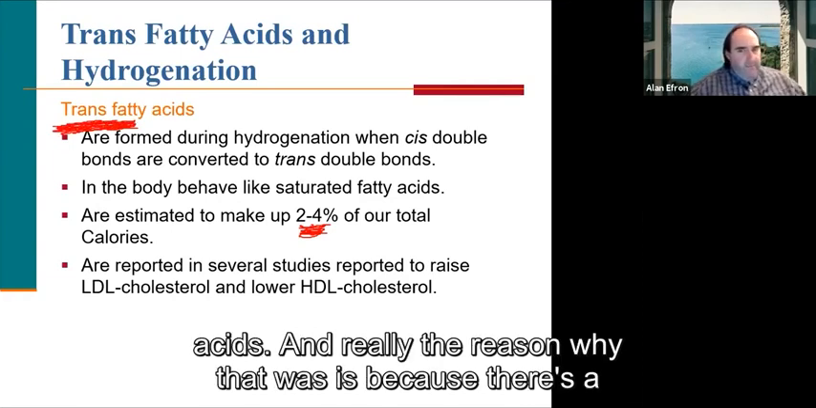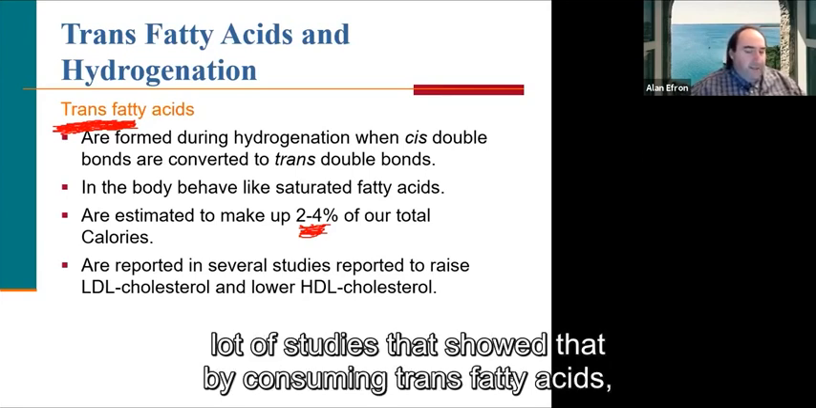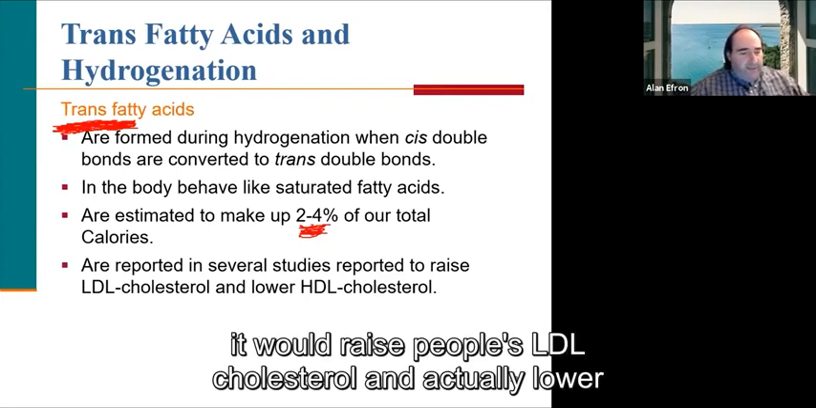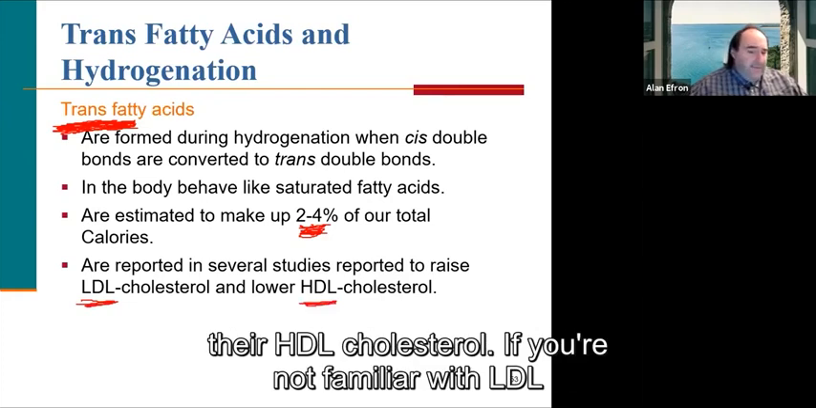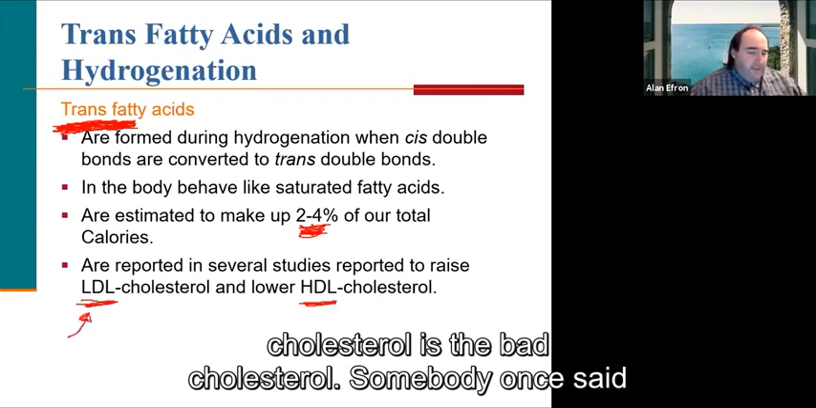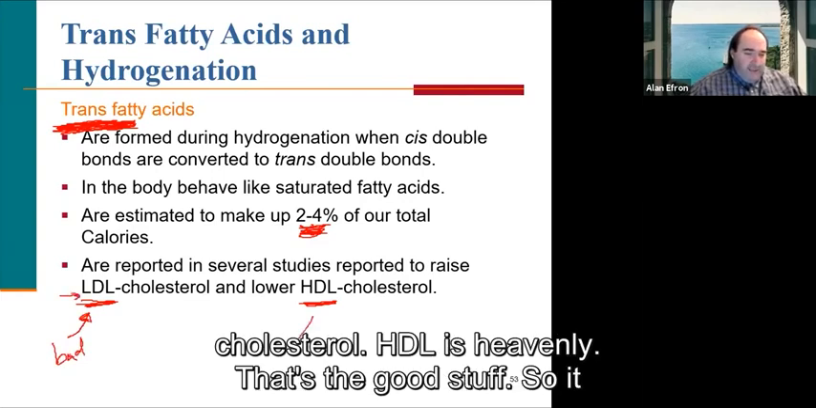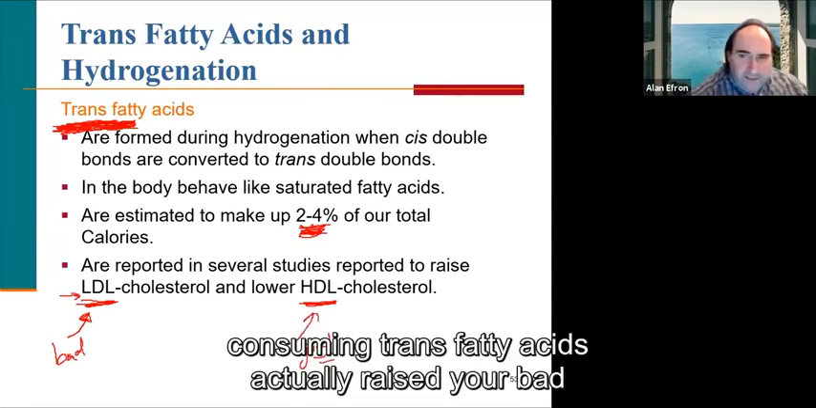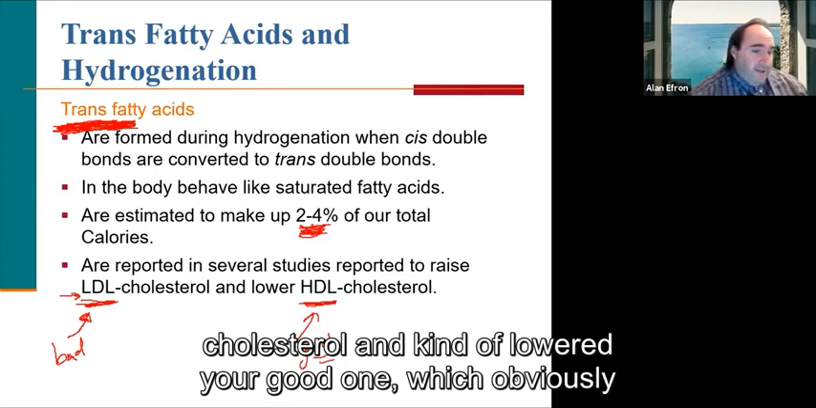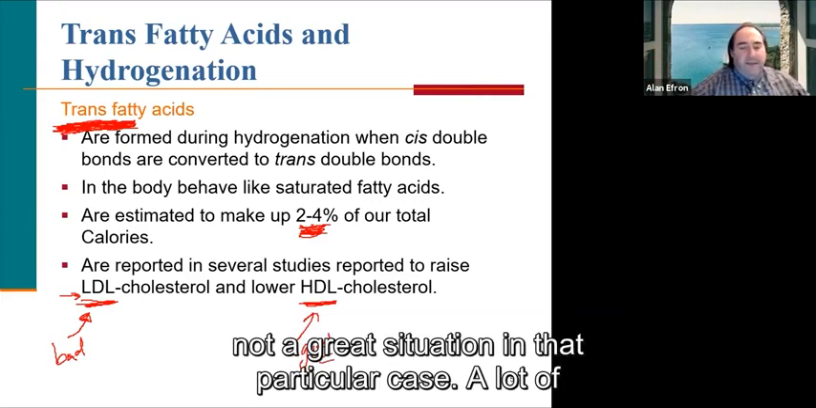And really the reason for that is that a lot of studies showed that consuming trans fatty acids would raise people's LDL cholesterol and lower their HDL cholesterol. If you're not familiar, LDL is the bad cholesterol. Somebody once said you could remember that by L for lousy. So that's the lousy cholesterol. HDL is heavenly. That's the good stuff. So consuming trans fatty acids raised your bad cholesterol and lowered your good one, which obviously is not a great situation.